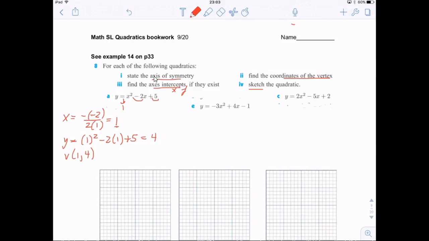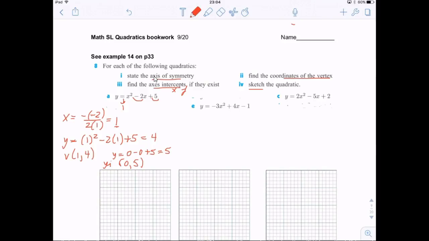Find the axes intercepts if they exist. Axes intercepts are actually kind of easy to find. To find the y-intercept, the y-intercept always has an x-coordinate of 0. So if I put 0 into the equation, like y equals 0 squared minus 0 plus 5, that gives me the y-intercept. The y-intercept is going to be 0, 5.